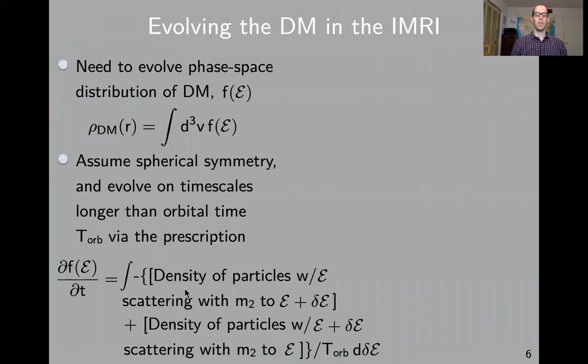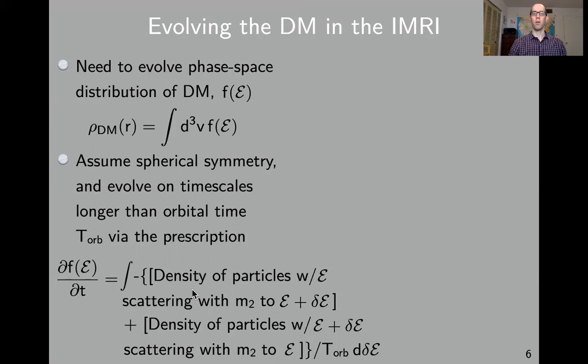So our prescription is, in essence, just detailed balance. The phase space density changes due to the fact that some particles of energy E scatter with M2 and are moved to higher or lower energies E plus delta E, which takes away particles from the phase space distribution, hence the minus sign. And then there's a second term in which particles with energy E plus delta E undergo a similar scattering process with M2 to an energy E. And this then increases the phase space density. And ultimately, we have to integrate over all possible scattering energies to get the net change in the distribution function.